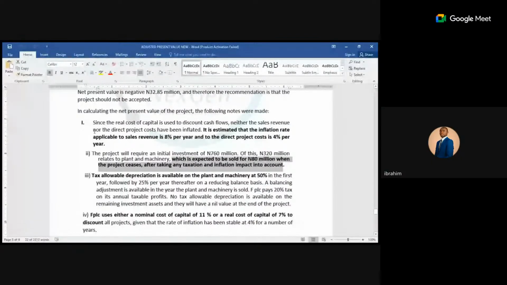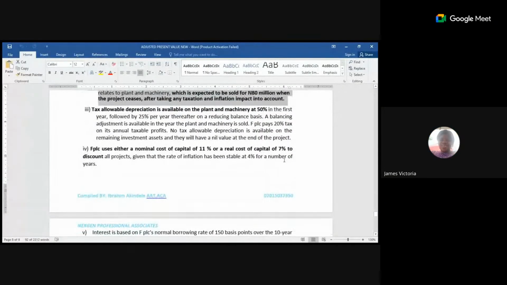Now, from 1 and 2 here, you can see that they are still talking about the base case NPV. Is that not so? They are still talking about the base case NPV. So this is where you will now start noting, okay, you have to inflate this, you have the sales proceeds and all that, right? Okay, please go ahead.